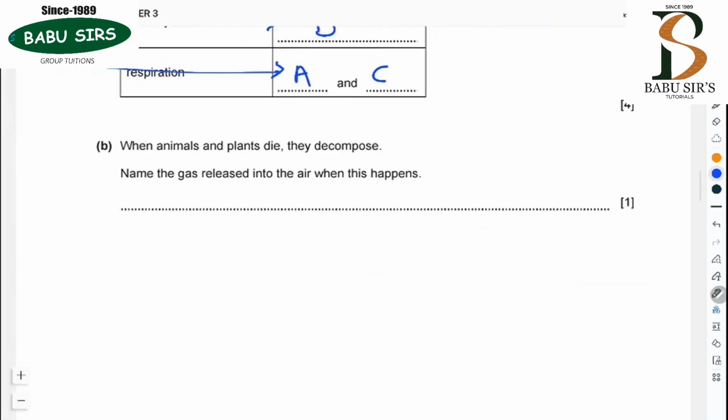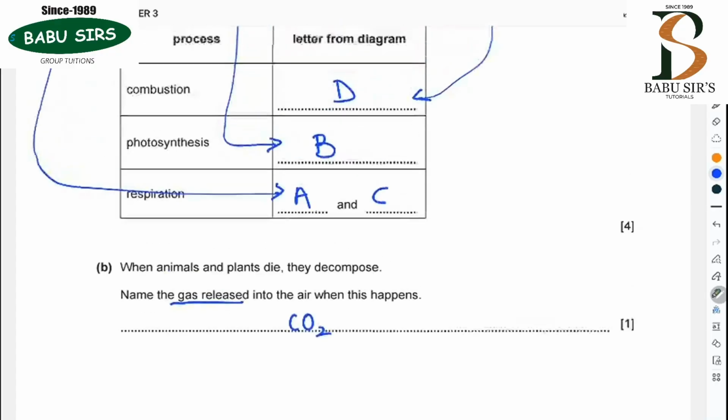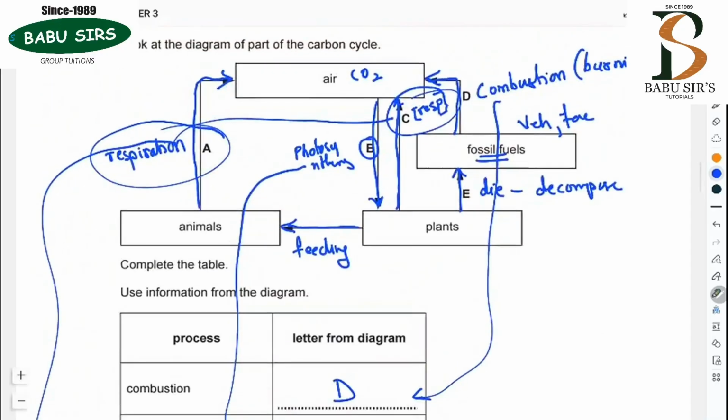Next question, when animals and plants die, they decompose. Name the gas released. So the gas released is nothing but CO2. As you can see here in the diagram, they die, they decompose, and they will release a gas called CO2.